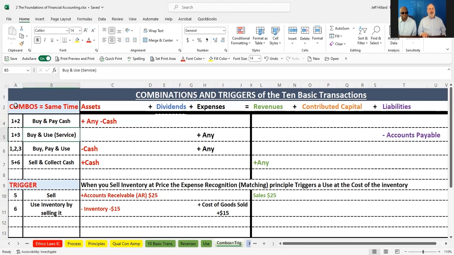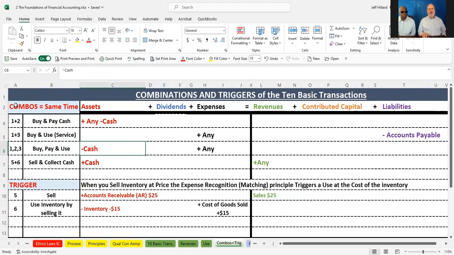Or if you buy and use, that's the one we just did. Any expense and your accounts payable comes right away. The third one is what happens if you get 1, 2, and 3 all together. You buy a service, you pay it, and you consume it right away. It goes directly to expense. There's no bill involved, and the only asset is your cash. So we do break them up because they are common transactions, but they can occur all simultaneously.